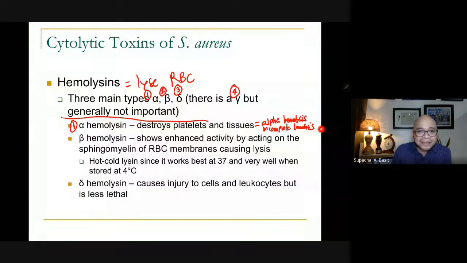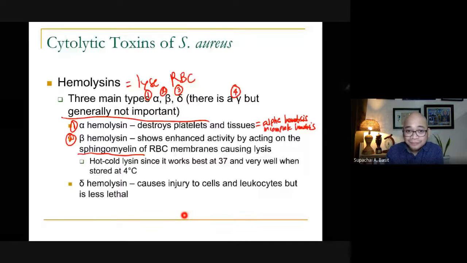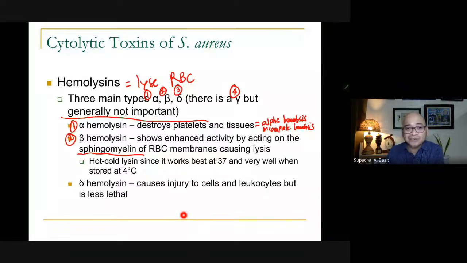The beta hemolysin, the second toxin, shows enhanced activity by acting on the sphingomyelin of the RBC membrane. Sphingomyelin is very important for RBC because it keeps the membrane of the RBC intact. So once the sphingomyelin is destroyed, there would be lysis of RBC. So beta hemolysin therefore results in complete hemolysis.